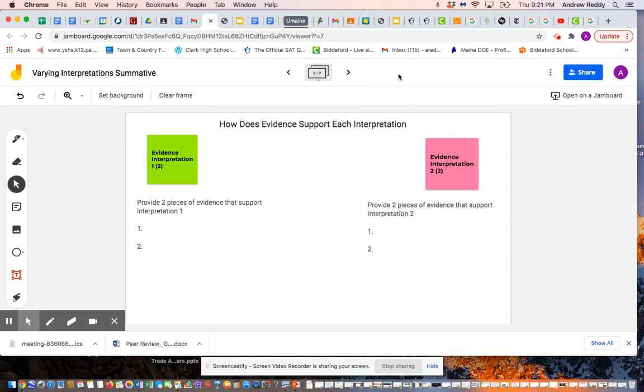Then you're going to talk about how evidence is used to support each interpretation. So you have the interpretation, what specific evidence? And again, you can go back to the formatives that we worked on and the classwork that we did to find out and list some of the evidence that the authors use to support their interpretation. For each interpretation, remember, you're doing 2.